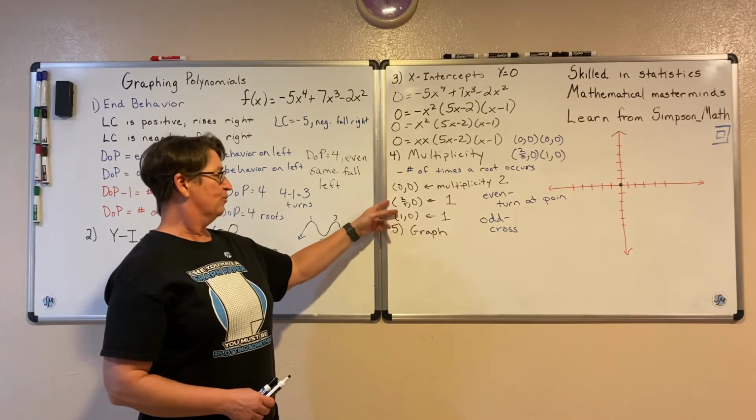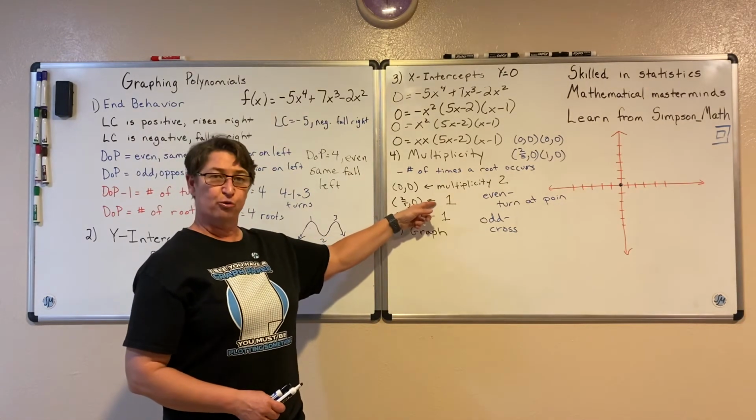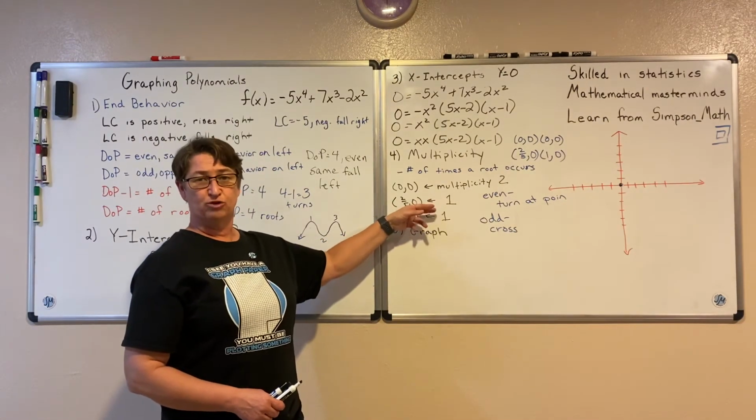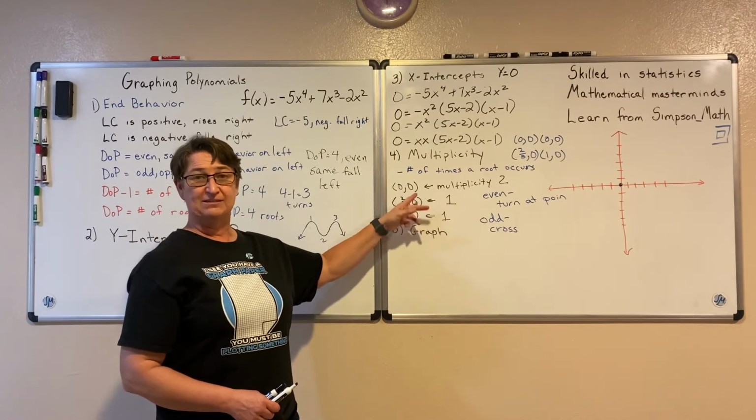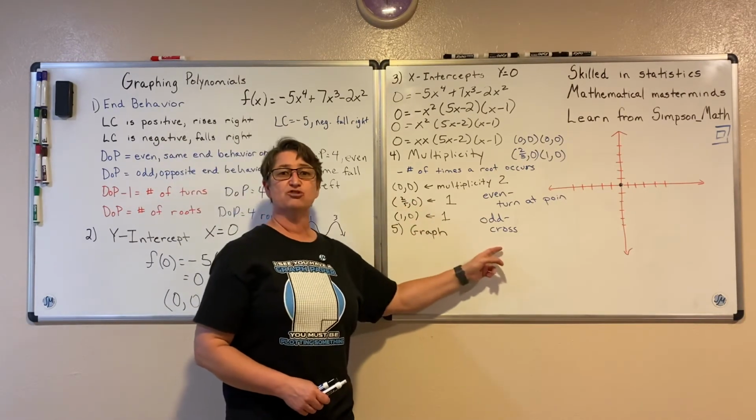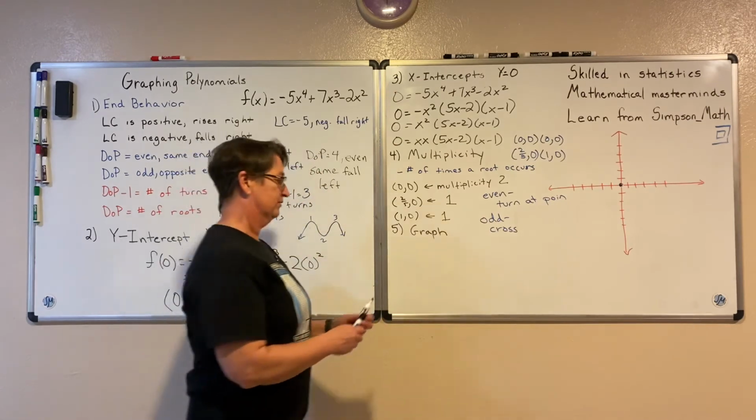When I have a multiplicity of 1 or 3 or 5, if the x-intercept shows up that many times, an odd number of times, then it's going to cross the graph at that point.